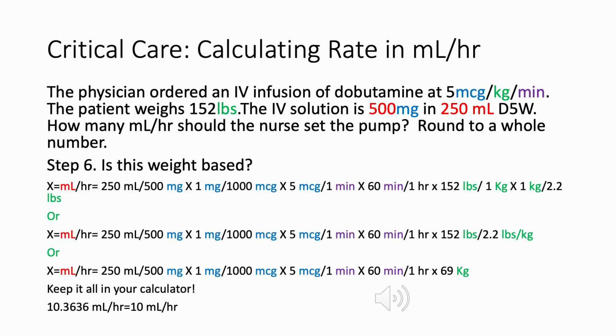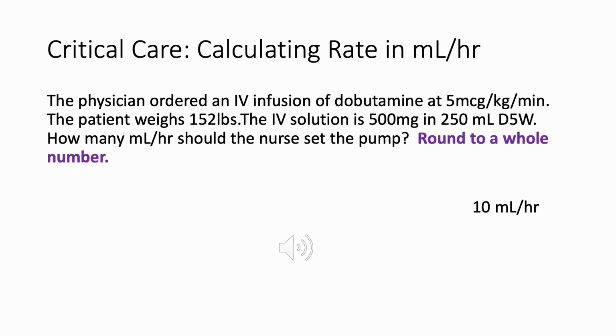And as you can see here, the answer is 10.3636 milliliters per hour. But we need to round to a whole number. So the answer to this problem is 10 milliliters per hour. There you have it. The answer is 10 milliliters per hour. And the more you practice this, the better you'll become at using dimensional analysis to calculate critical care drips.